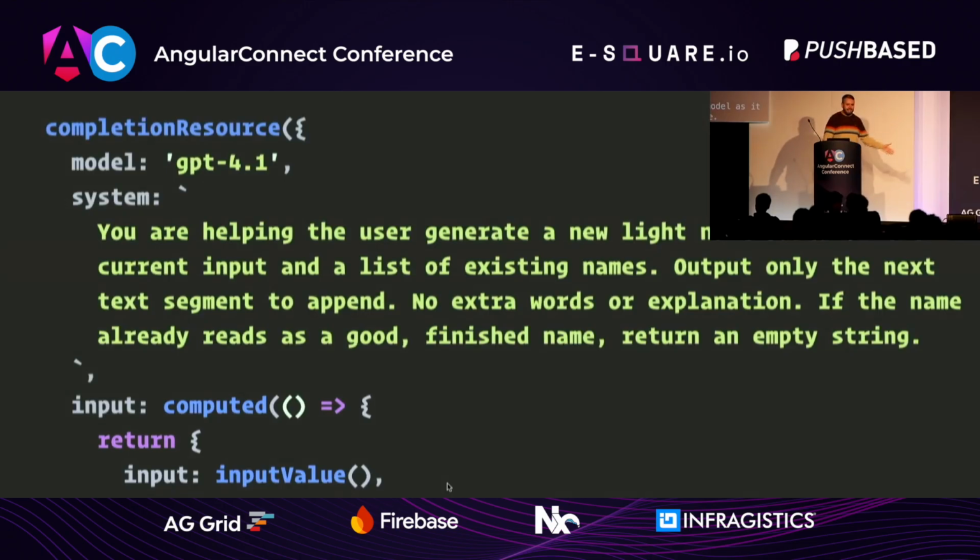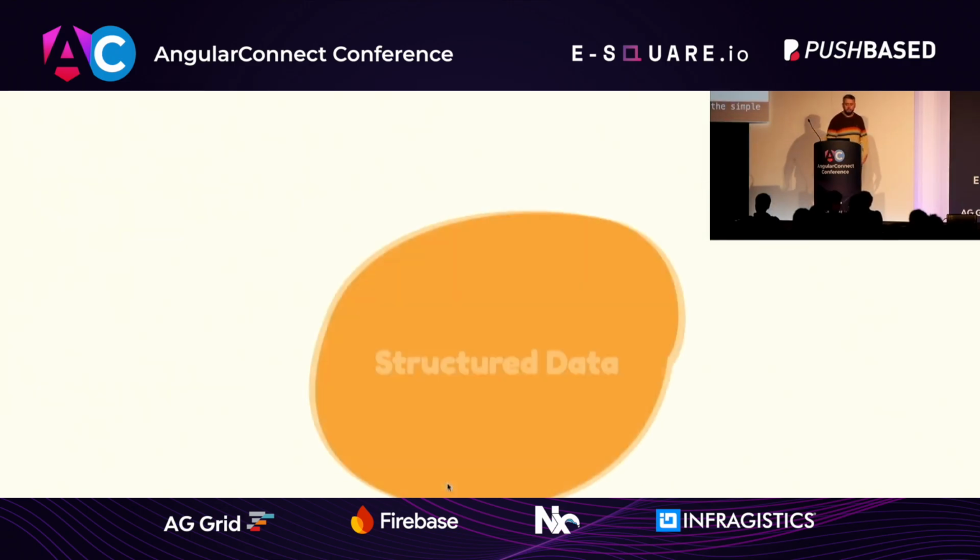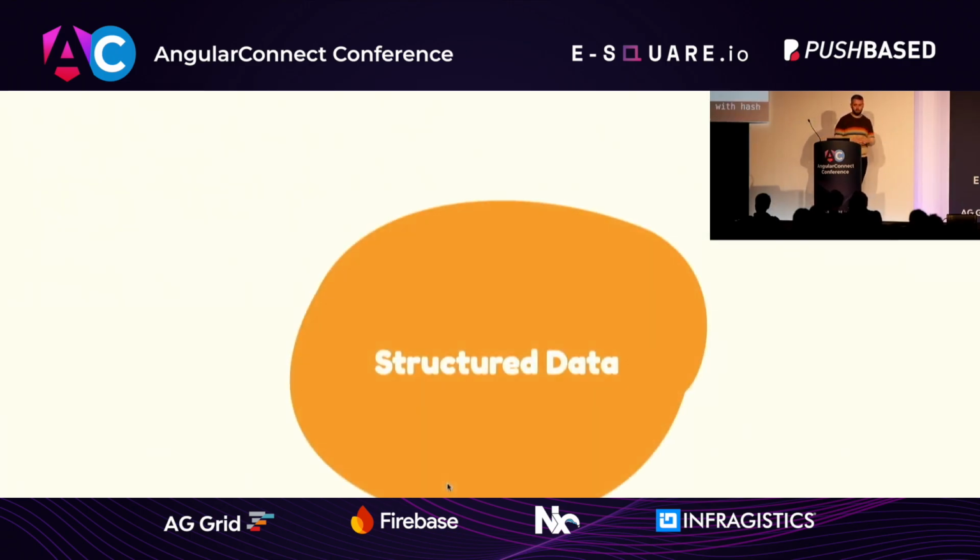But generating text and tab to complete, that's the simple thing. So let's build on top of that. Because with Hashbrown, you can actually generate structured data from large language models.